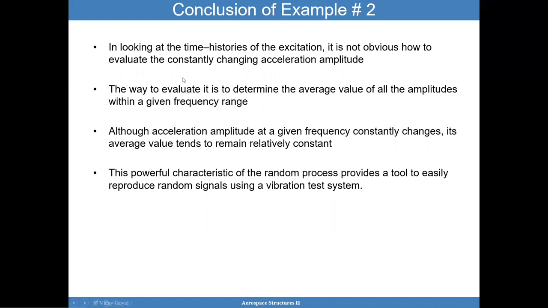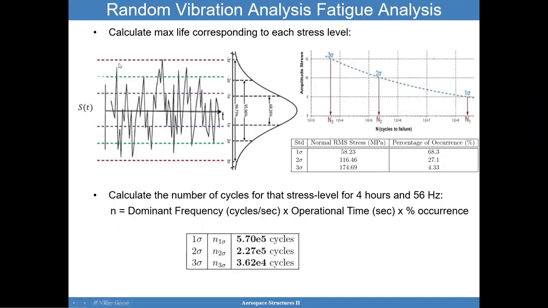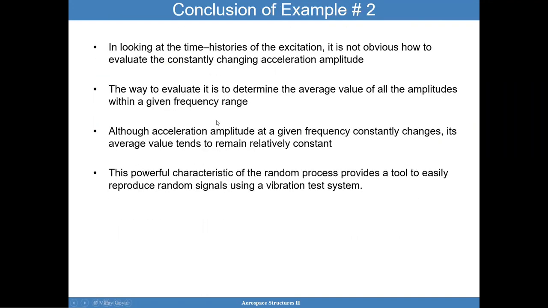I want to explain that in looking at these time histories of the excitation, in this case, say I have this excitation here. Looking at that alone, it is not obvious how to evaluate the constantly changing acceleration amplitude. And so we found a way of doing that by converting that time domain into a PSD input. And then we have found a way of evaluating the average value of all amplitudes within a given frequency range. Although the acceleration amplitude at a given frequency constantly changes, its average value tends to remain relatively constant.